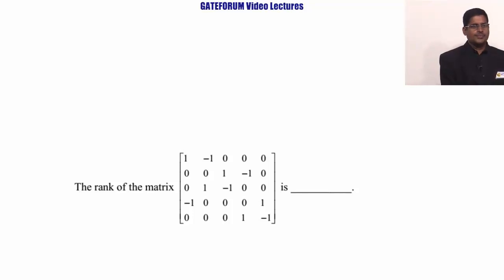The question is: the rank of the matrix [1 -1 0 0 0; 0 0 1 -1 0; 0 1 -1 0 0; -1 0 0 0 1; 0 0 0 1 -1], a 5 by 5 matrix, is. This question is from engineering mathematics. Topic is linear algebra. Subtopic is matrix algebra, rank, which is from GATE 2017.